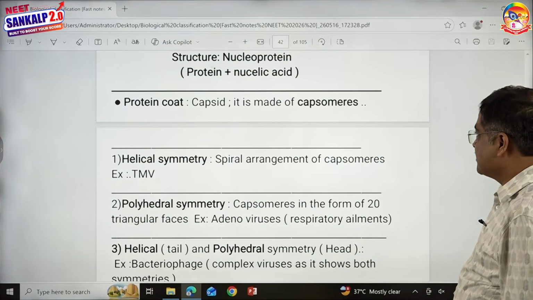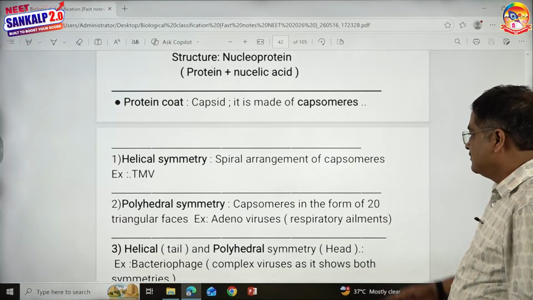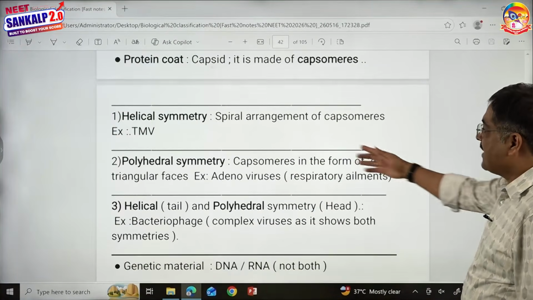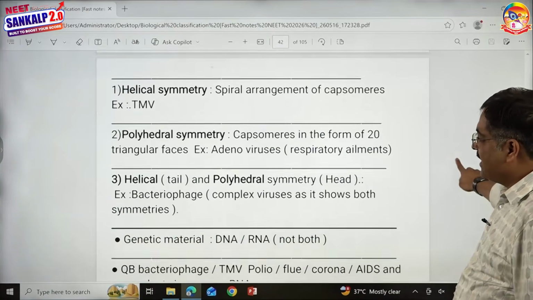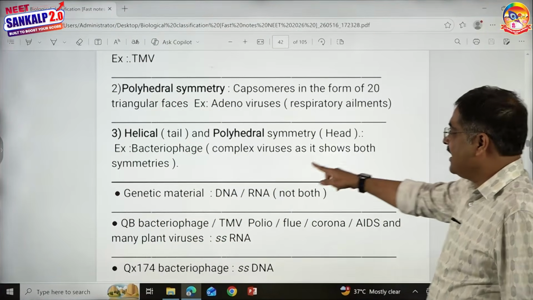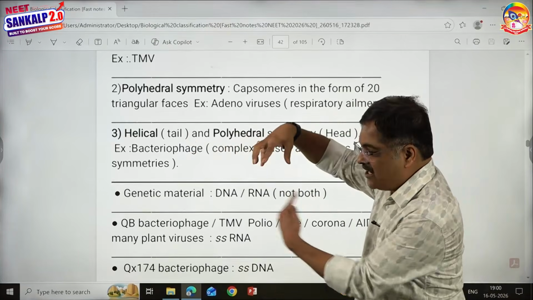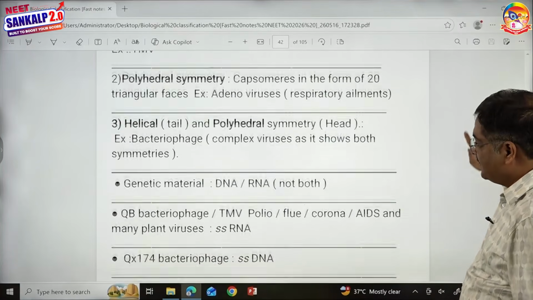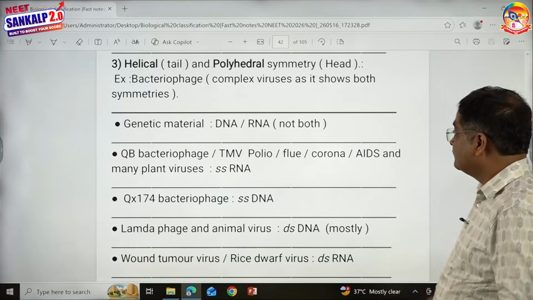protein coat, the capsid. It's made up of capsomeres and it may show helical symmetry, a spiral arrangement, or polyhedral symmetry. All right, an example for polyhedral symmetry is adenovirus, which causes respiratory ailments. We studied this in the microbes chapter. And in the bacteriophage, the head shows polyhedral symmetry and the tail shows helical symmetry, the two types of symmetries. It's a complex virus. Genetic material in a virus could be either DNA or RNA, not both.